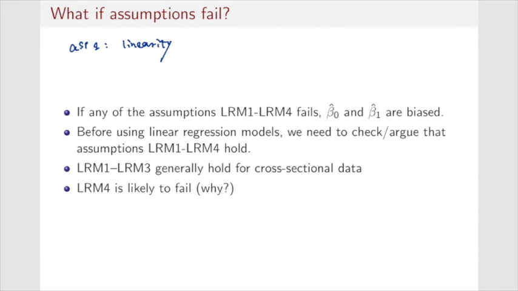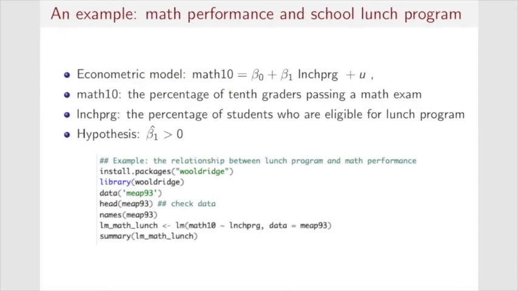Assumption 2 about random sampling generally holds for cross-sectional data. Assumption 3, the variance of x is not equal to 0, usually is not a big problem, but assumption 4 is the one that we should be careful about. It is very likely to fail because the error term u captures all unobserved factors. It's very easy to have some factors that are correlated with the observed factor x. We've already discussed some examples in the introduction.